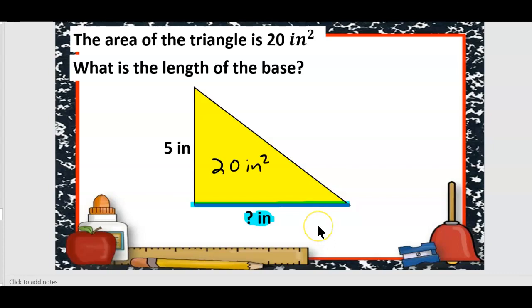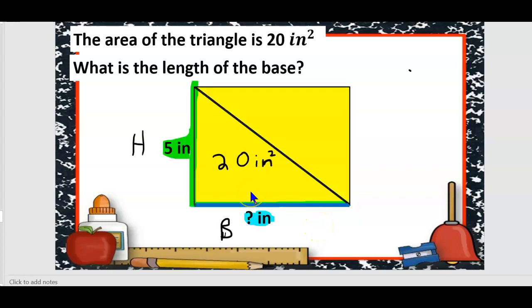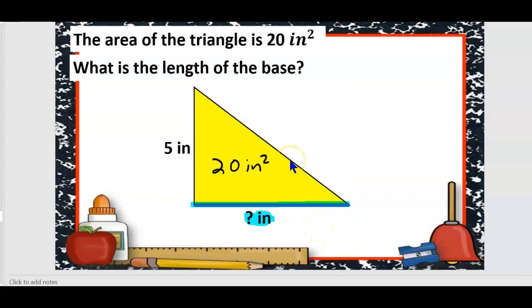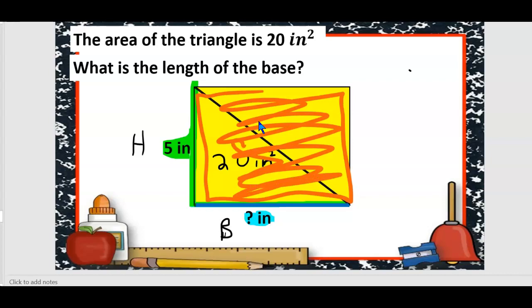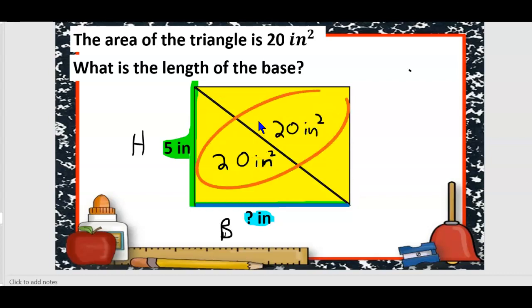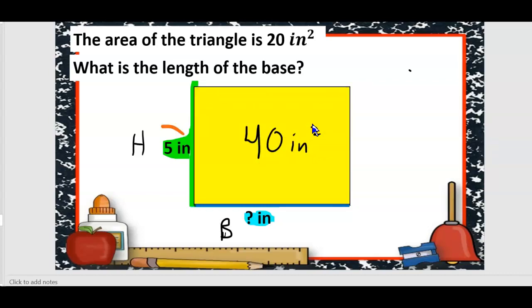Do this. If we know that's 20, draw the whole thing. Draw the whole thing. That's half of it, 20. That means all of this, it has to be 40. All right, now combine that. Now you can do 5 times this equals 40, and that'll give you the answer. Trust me, it works. Ready? 5 times, well, in this case, it's the base. So it'd be height times base or base times height, whatever. It's still going to give you the same answer.